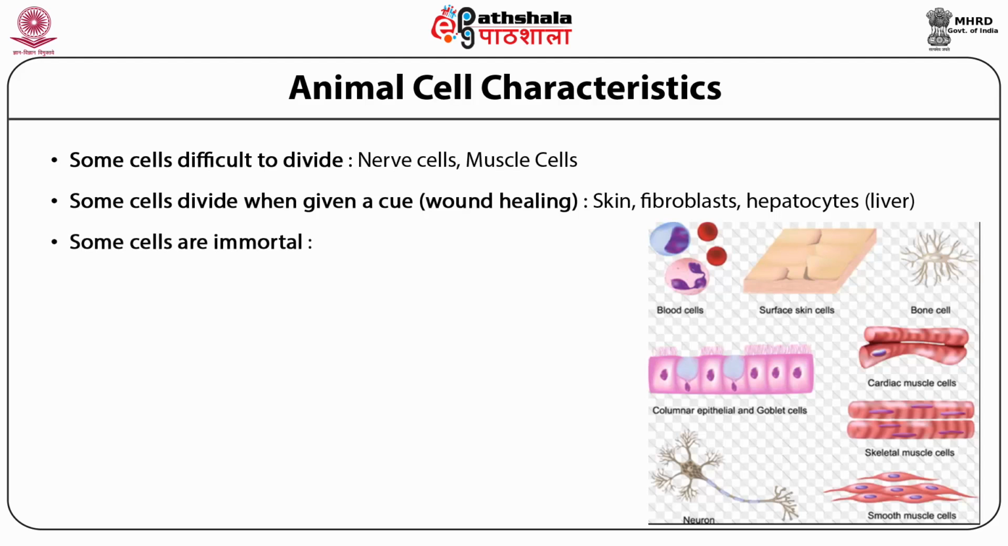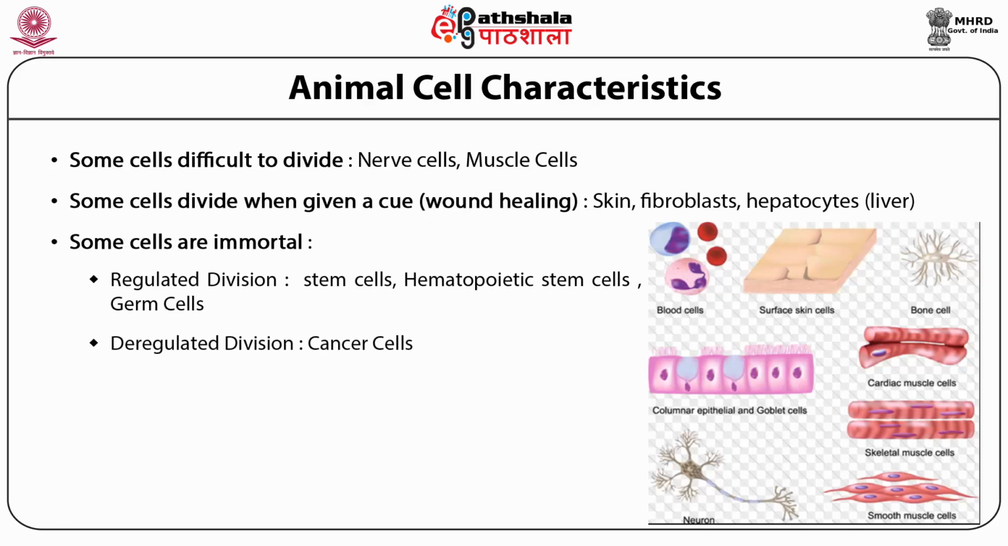Some cells are immortal and they can continue to divide even in the culture systems. And these include the adult stem cells, the bone marrow stem cells, cells of hematopoietic origin, and the cancer cells, which divide uncontrollably, and hence cancer is a disease condition.